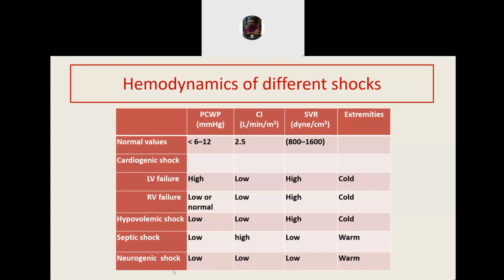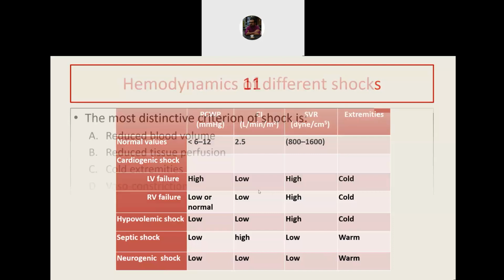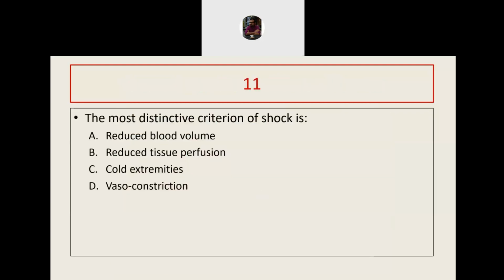Finally, in neurogenic shock, there is no reason for pulmonary pressure to rise. Cardiac output is low because sympathetic supply has gone out. Peripheral resistance is low because sympathetic supply is lost, so there is vasodilation. It is the vasodilation that can cause warm extremity by supplying more blood. So that was a very brief summary of the different kinds of shock. Let us now try to answer the questions that we started with.